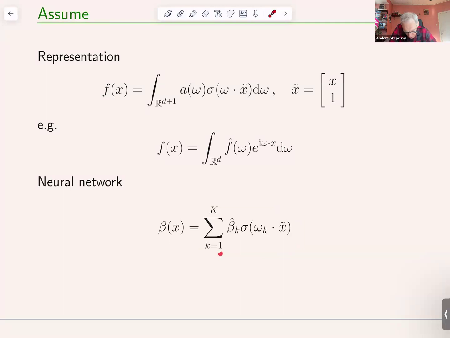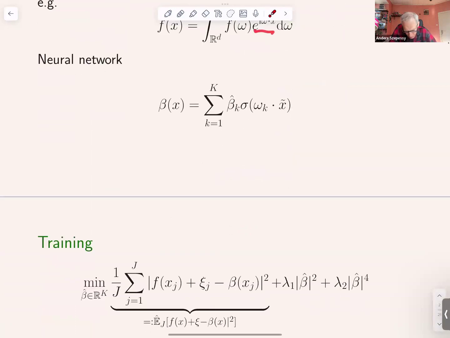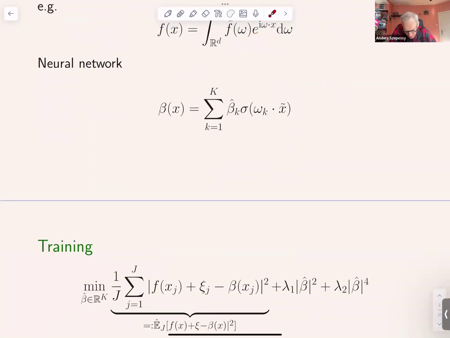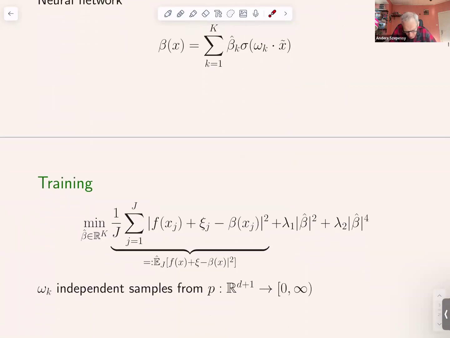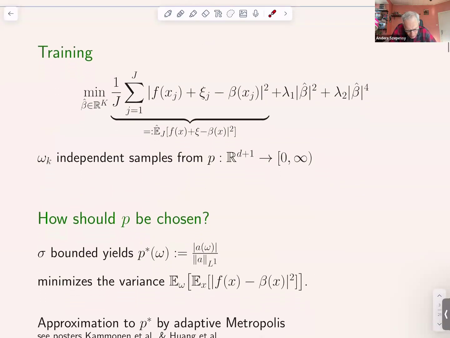We sum from 1 to K, and we have the amplitudes beta hat k and the frequencies omega k, and the activation function sigma here that is related to the representation. But I will use the real setting here, so that it has to be like this.